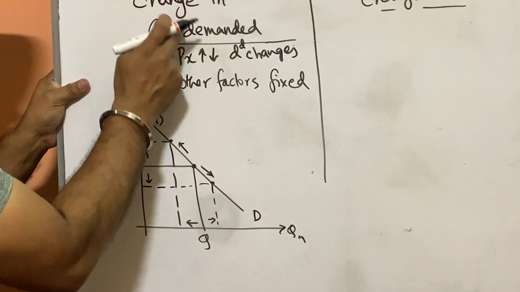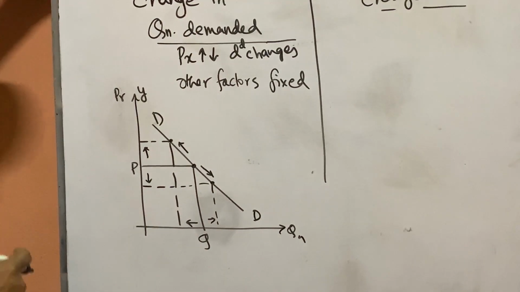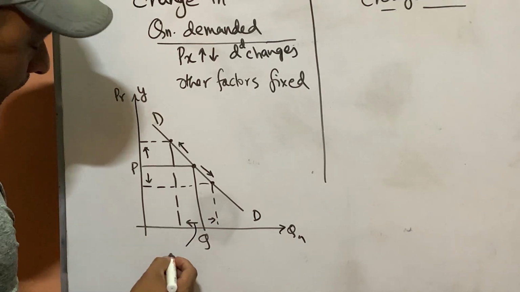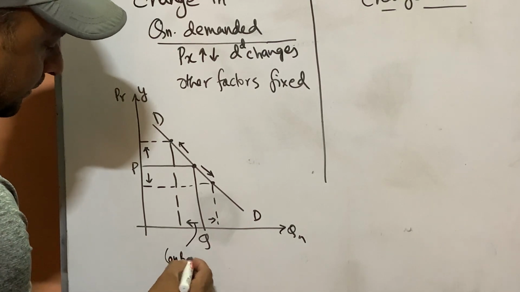Okay, so in changing quantity demanded, there are two types. One is when demand decreases, it is called contraction of demand.